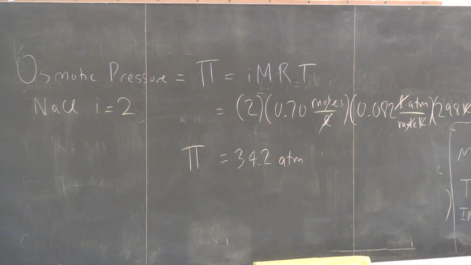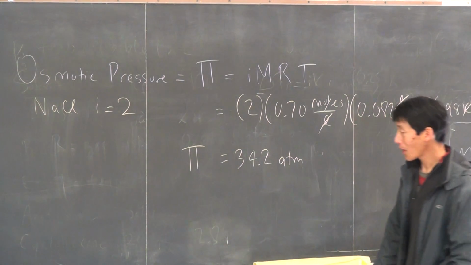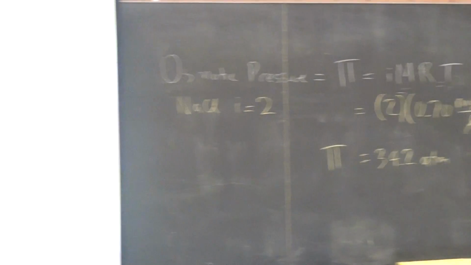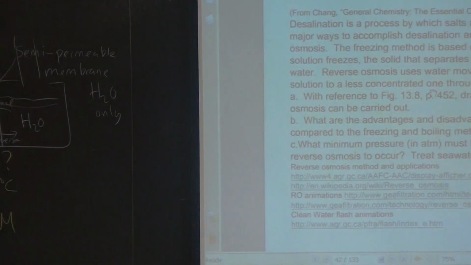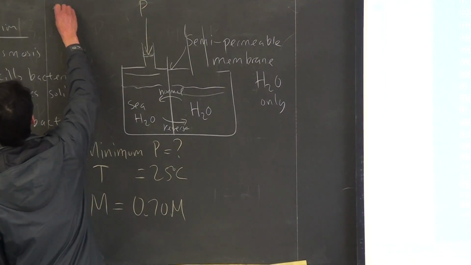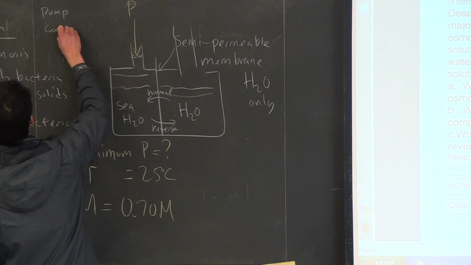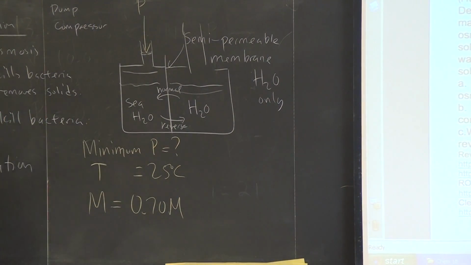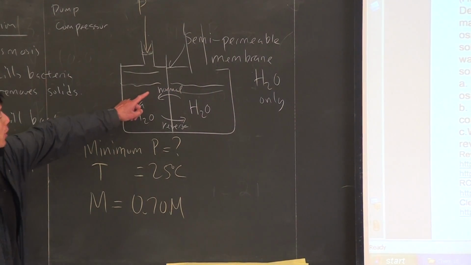So this is the minimum pressure required to stop osmosis from occurring. Is this a high pressure or a low pressure? This is high pressure. So how would that pressure be applied to the reverse osmosis cell? What would you need? Yeah, a compressor or a pump. This would be a pump or a compressor to get those pressures. So that's very high pressure.